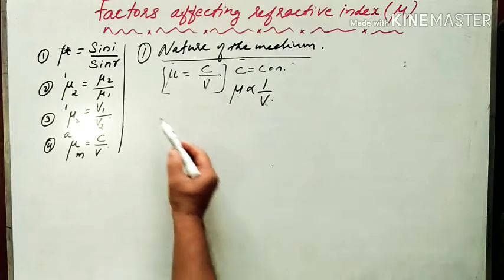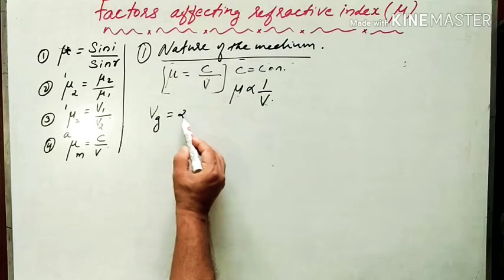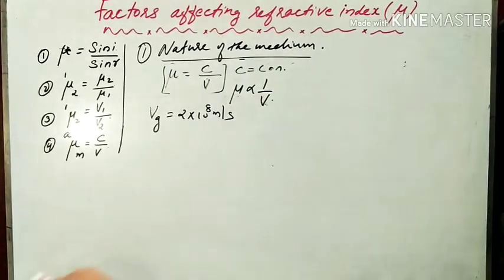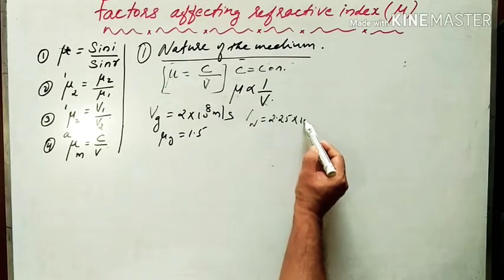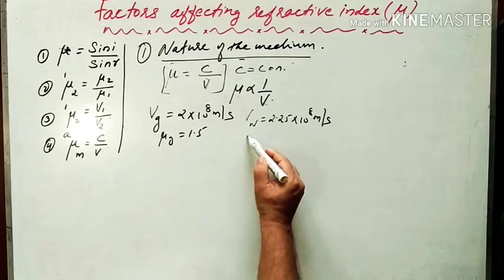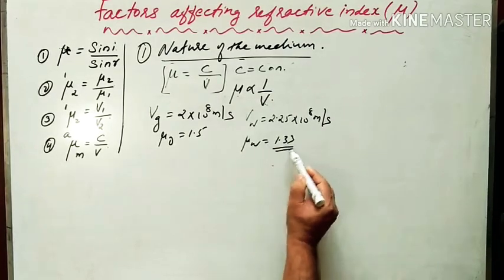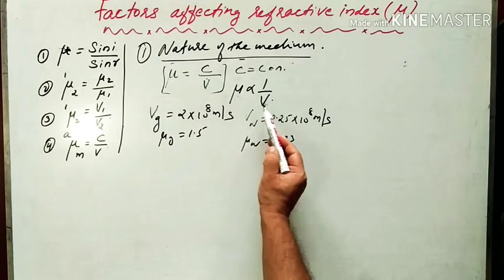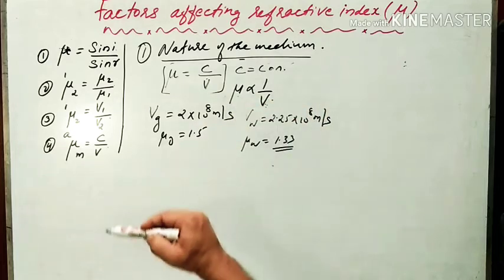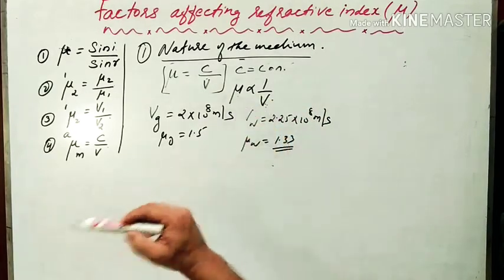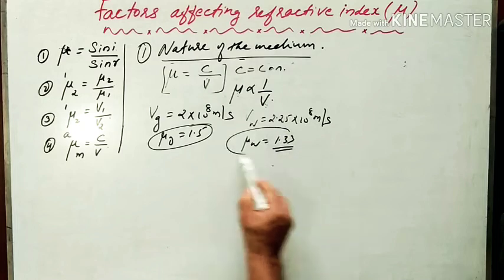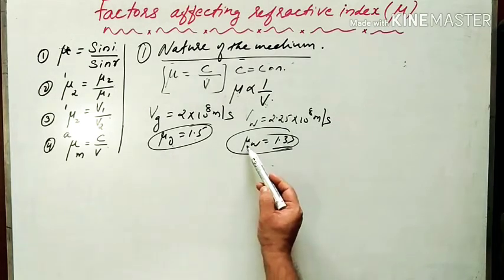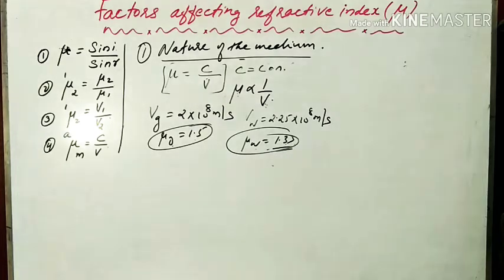The speed of light in glass is 2 into 10 to the power 8 meters per second, so the refractive index of glass is 1.5. The speed of light in water is 2.25 into 10 to the power 8 meters per second, and the refractive index of water is 1.33. Since refractive index and speed of light are inversely proportional, and the speed is different in different media, definitely different media have different refractive indices, as shown on the board. The refractive index of glass is 1.5, while the refractive index of water is 1.33, which is lesser than that of glass.